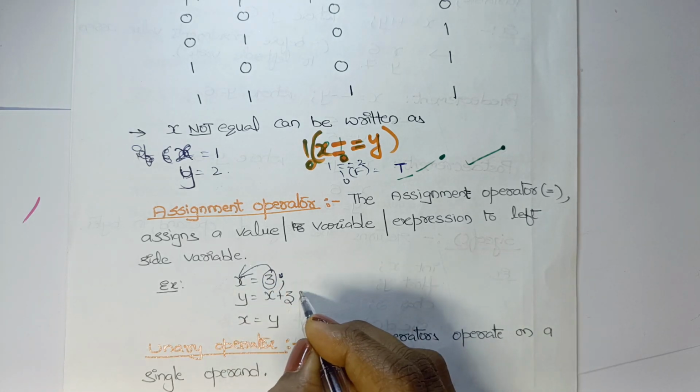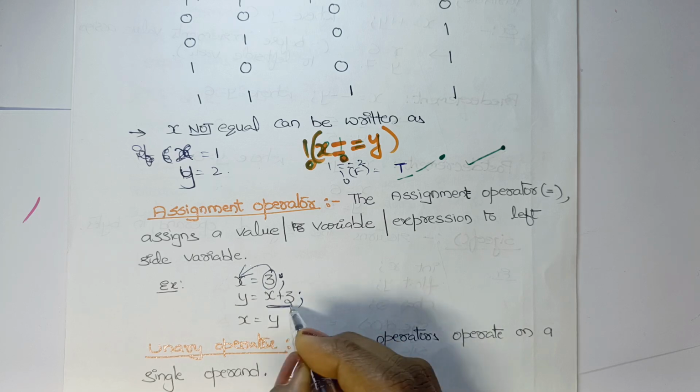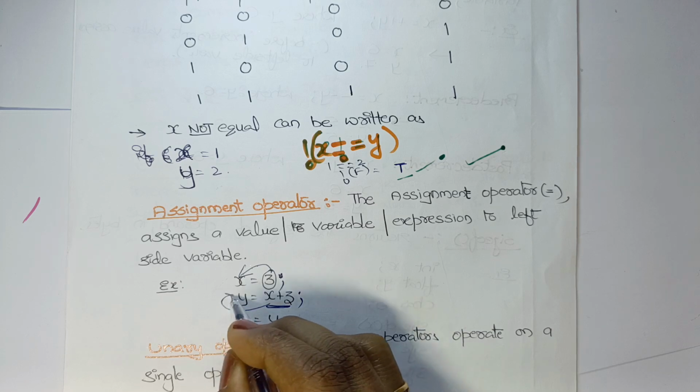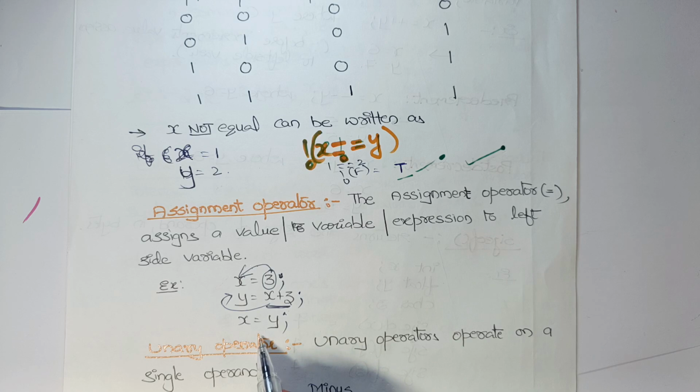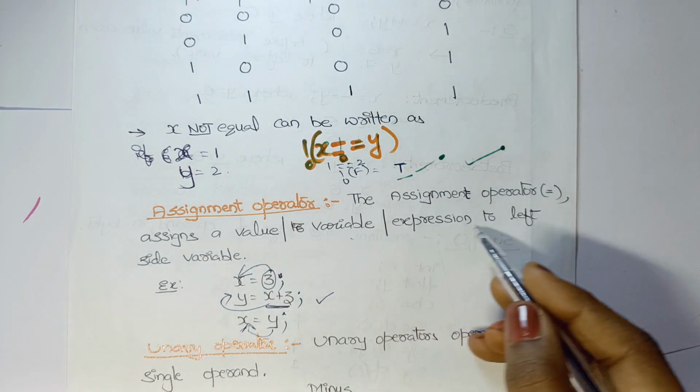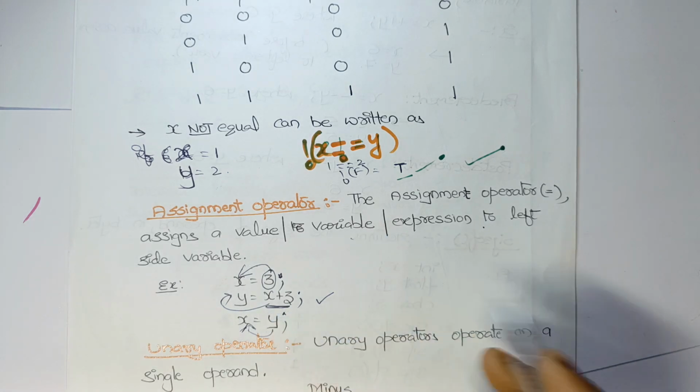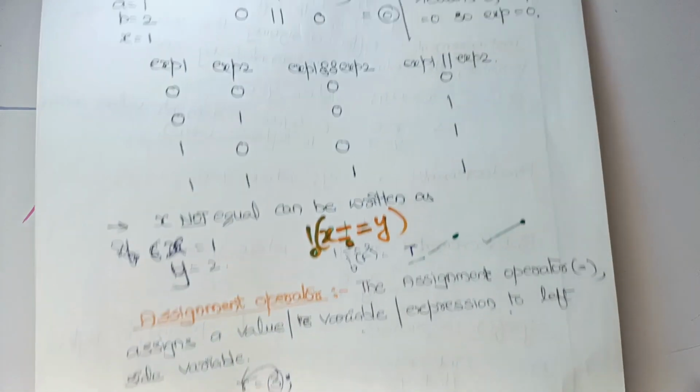Next, y is equal to x plus z. This is some expression, and you are assigning that expression to the left side variable. x is equal to y: you are assigning a variable to the left side variable, that is, y is assigned to x, and so on. So the assignment operator can be used to assign a value, variable or expression to the left side variable. This is the example you can take.